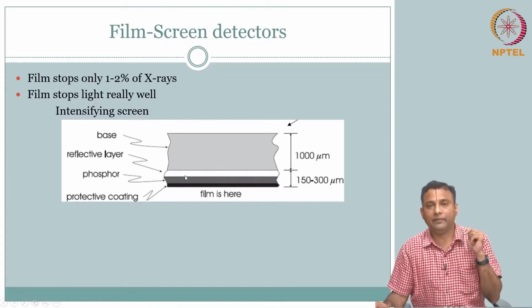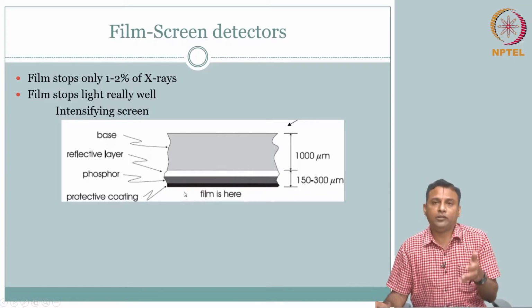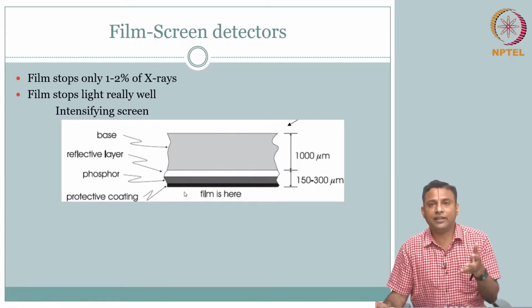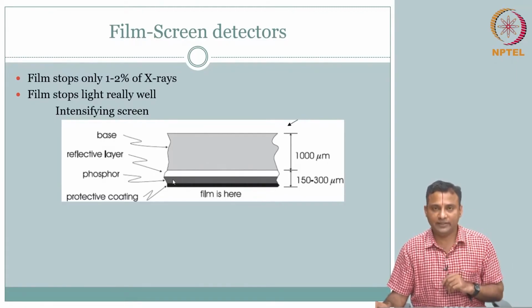This is the active material in an intensifying screen. What is the role of the intensifying screen? Convert X-rays to light photons. That means this phosphor is a material that is going to take in X-ray energy and give out photons in the light range. So this is the active material.